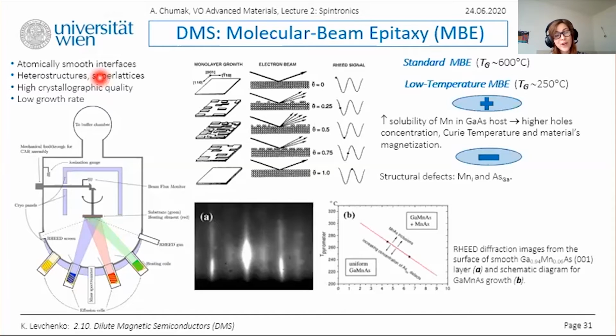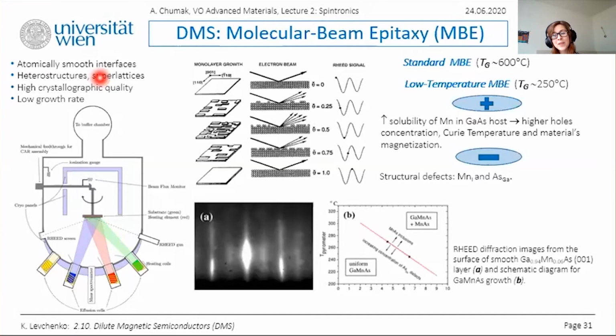But this high crystallographic quality comes with a price. This price is a low growth rate, a very high price of the equipment, and a long period of getting involved and mastering all the parameters of the growth procedure. Sometimes the physicists who work with this equipment call it not molecular beam epitaxy but most broken equipment, because of how often it can get broken. And this could stop your measurements for quite a long time.